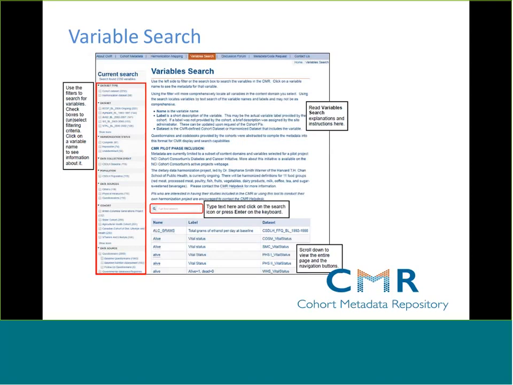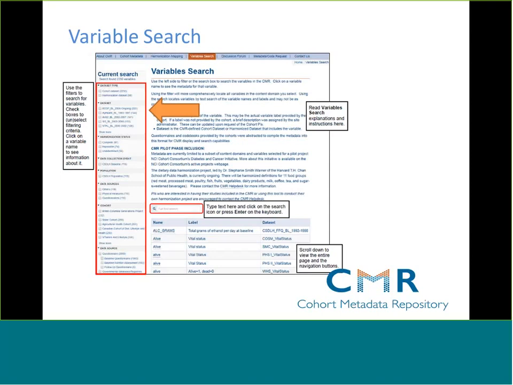Now, let's say you wanted to look a little bit more for a specific variable. Where would you go? You would go to the variable search page. It's the fourth option at the top. It's the page where you can search for any variable that's in the CMR. This includes variables from the cohorts as well as the harmonization dataset. The best thing to do when you're on this page is to use the filter option on the left side of the page.